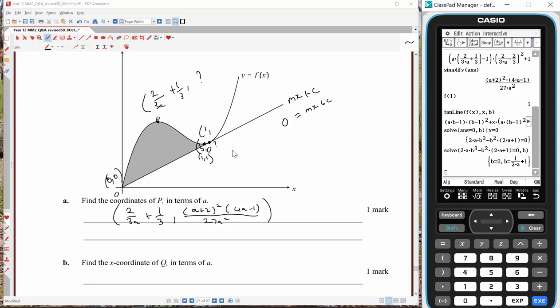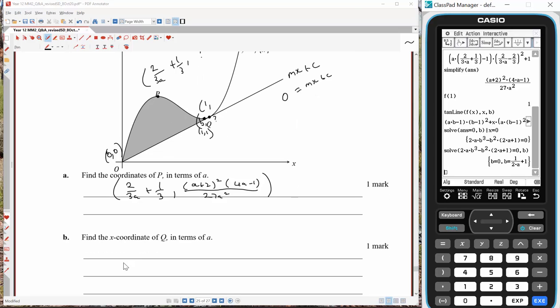So we've got b is equal to 0. Okay, that's obviously not the one. It's this one over here. So the x coordinate, the value of x or b at this point here, is 1 over 2a plus 1. All right.